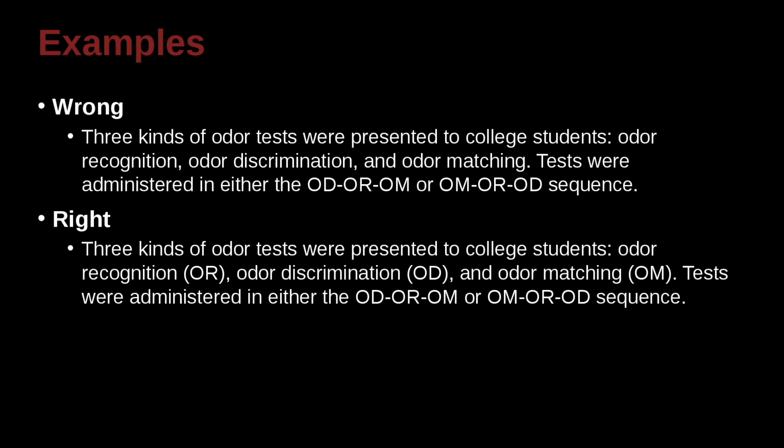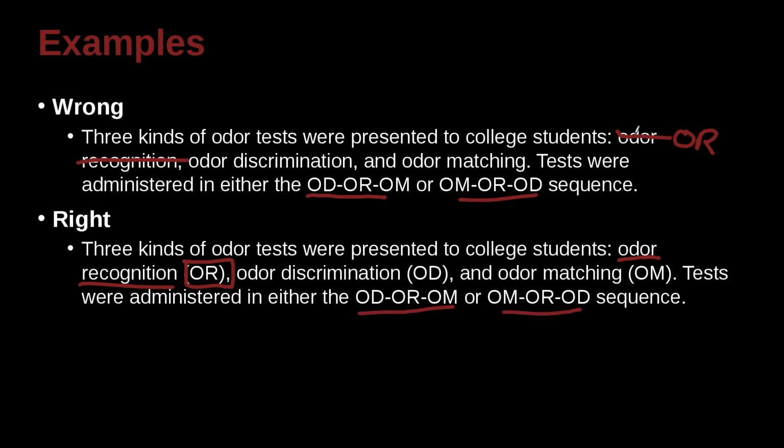Three kinds of odor tests were presented to college students: odor recognition, odor discrimination, and odor matching. Tests were administered in either the OD, OR, OM, or OM-OR-OD sequences. Okay, so if we look at the problem here, we have this odor discrimination, odor recognition. We can put the odor recognition into an abbreviation if this is the first time. If this is not the first time, then we should not be using the whole word, we should be using OR, right? If this is the first time, then we need to write it out and then give it an abbreviation. And then after that, we can just use the abbreviation.